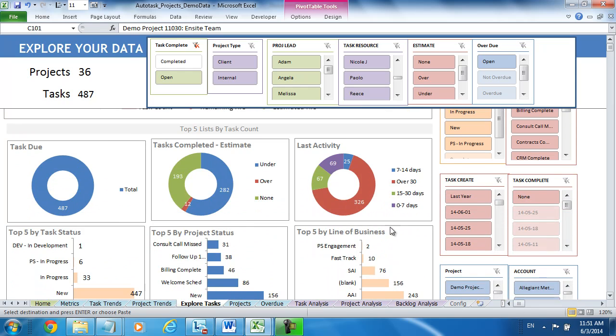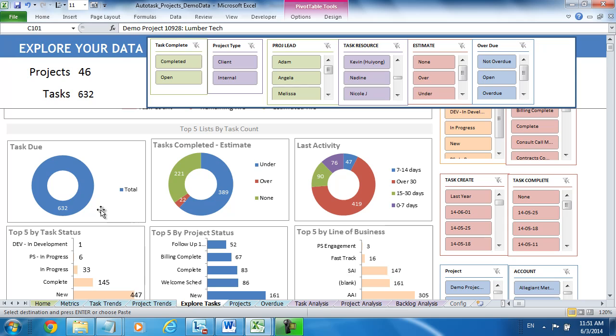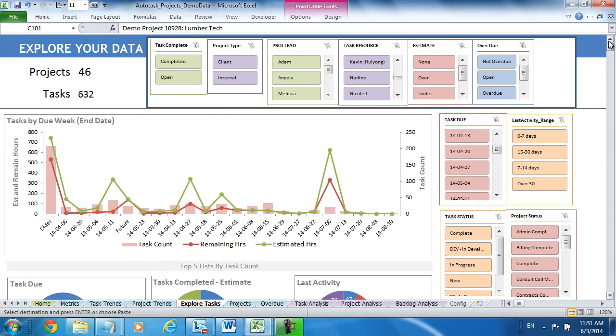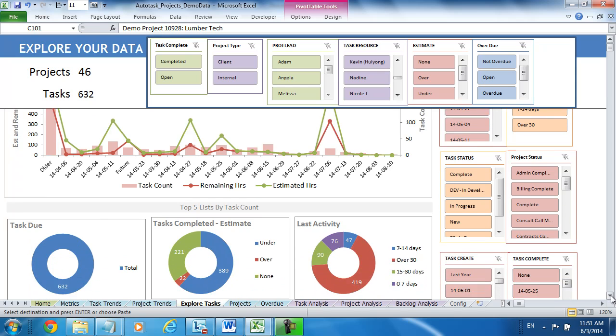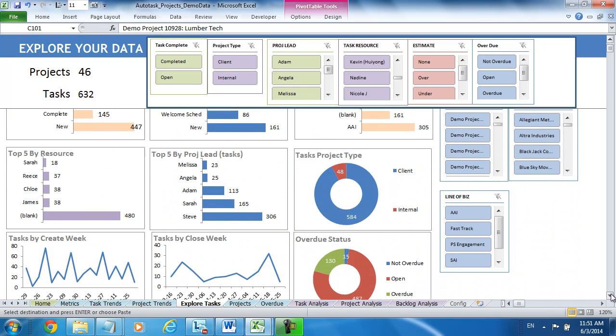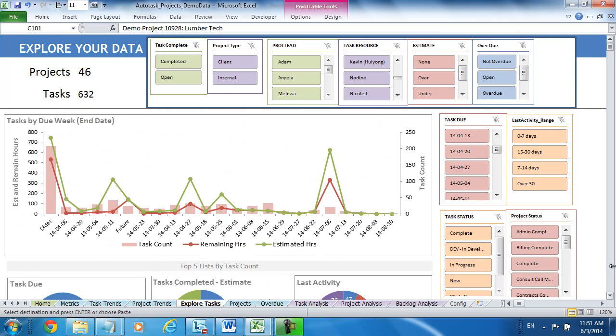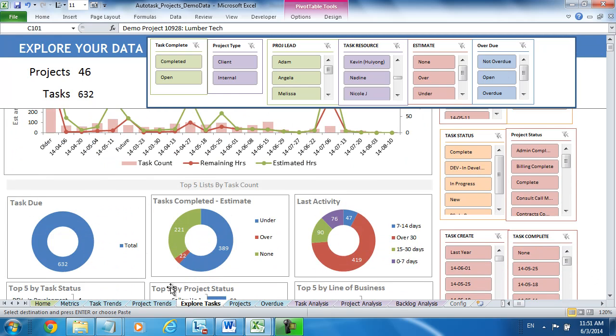In terms of some of the graphs, we show tasks that are currently due. In fact, if I cleared this out, you'd see what I currently have. I'll look at my slicers here and make sure that I don't have any other slicers that are set. If I look at the slicers that say tasks that are due, I look at tasks completed versus estimate, so I can immediately see what number of my tasks are under versus over an estimate versus don't have an estimate.